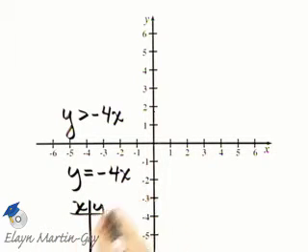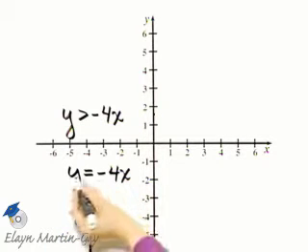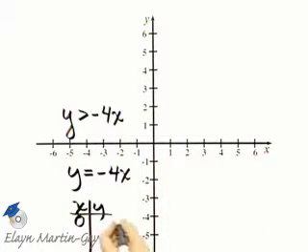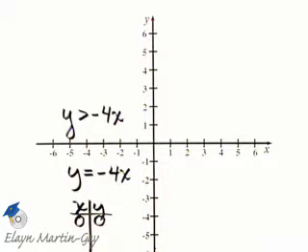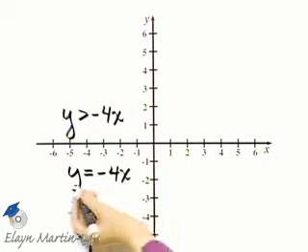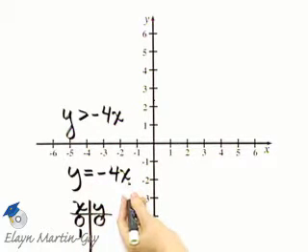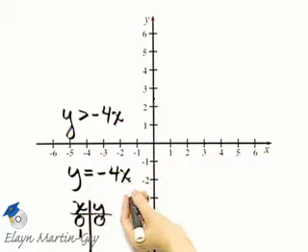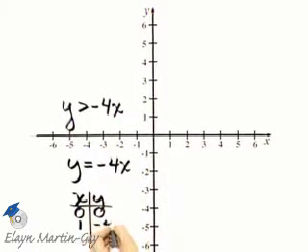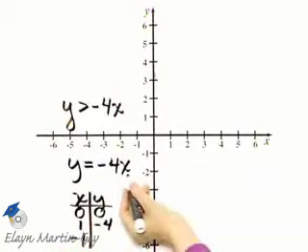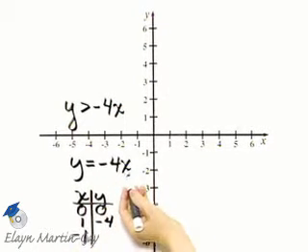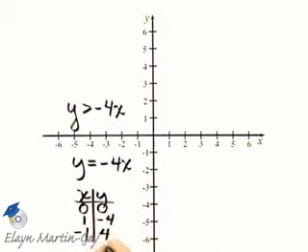For example, if x is 0, y is negative 4 times 0, or y is 0. Let's go ahead and pick a few more values for x since this equation is solved for y. In other words, if x is 1, y is negative 4 times 1, or negative 4. And what if x is, say, negative 1 itself? If x is negative 1, y is equal to negative 4 times negative 1, or positive 4.